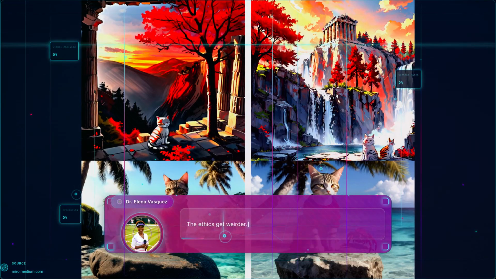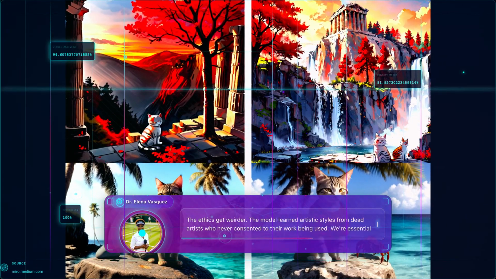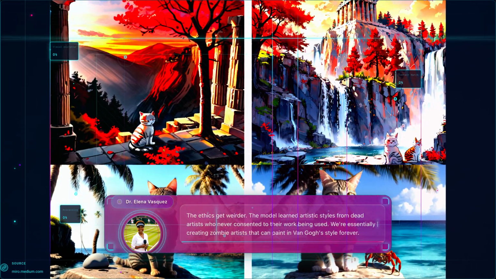The ethics get weirder. The model learned artistic styles from dead artists who never consented to their work being used. We're essentially creating zombie artists that can paint in Van Gogh's style forever.